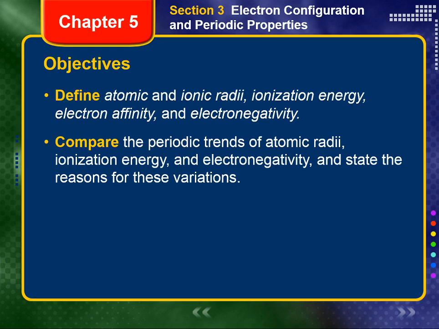These two objectives will be covered in 2 parts. At the end of this Part 1 video, you should start to be able to define atomic and ionic radii, ionization energy, electron affinity, and electronegativity, as well as compare the periodic trends of atomic radii, ionization energy, and electronegativity, as well as stating the reasons for these variations.